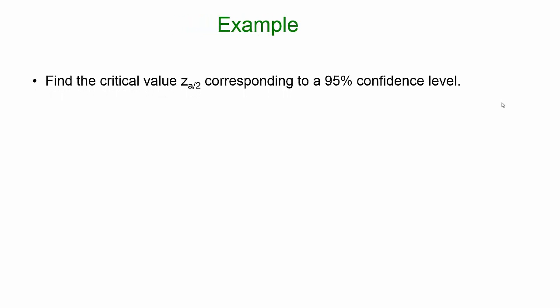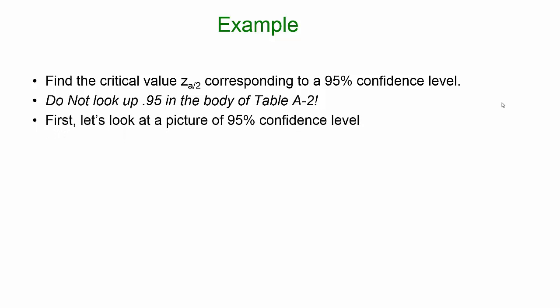For our first example, we're going to find the critical value z sub alpha over 2 corresponding to a 95% confidence level. Do not look up 0.95 in the body of table A2 since we're trying to find a critical value. First, let's take a look at what the picture of a 95% confidence level looks like on a standard normal distribution curve.